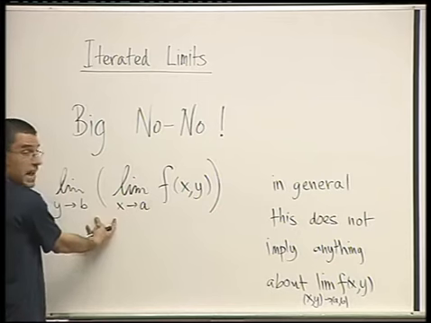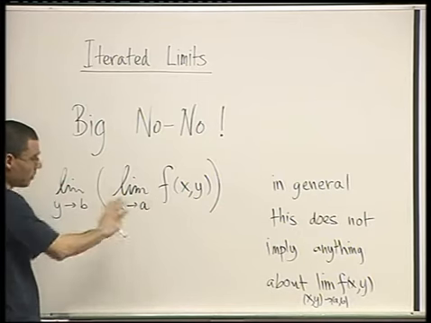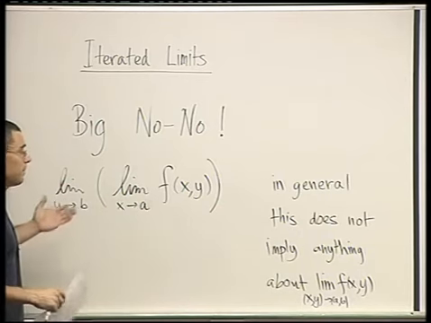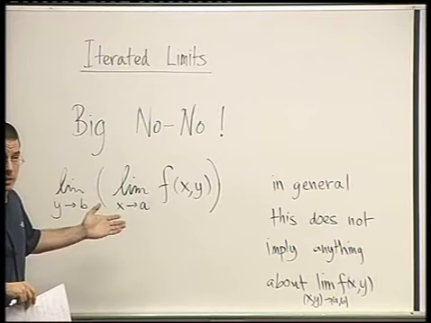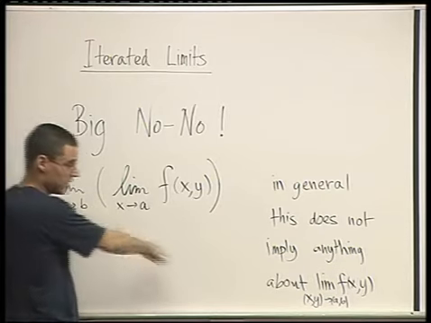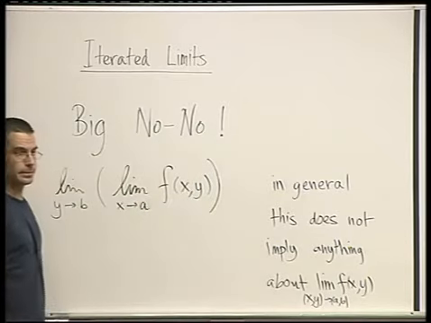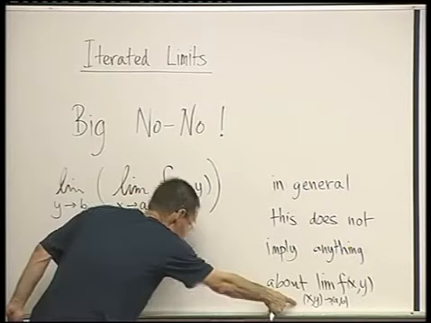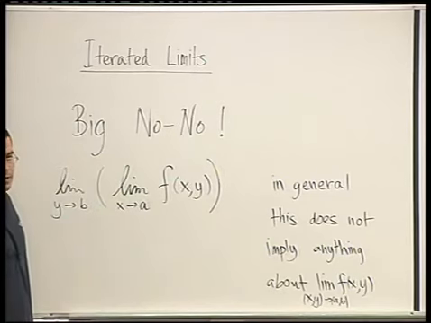You could first freeze x and then freeze y, and both of them. And what do I mean by does not imply anything? This can exist and be finite, whereas this doesn't. Vice versa, this can exist and this cannot exist.